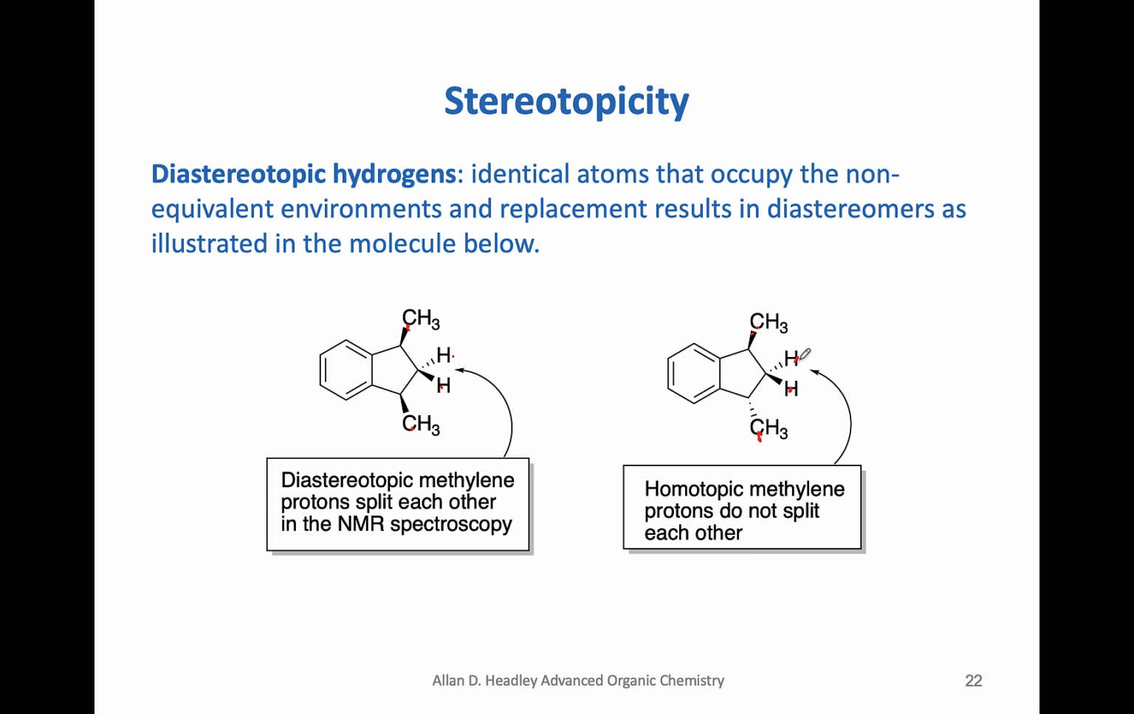So you can see that these 2 here are equivalent and described as homotopic and will not split each other in the NMR spectrum, whereas this one here, they are in different environments and they are called diastereotopic and will in fact split each other in the NMR spectrum.